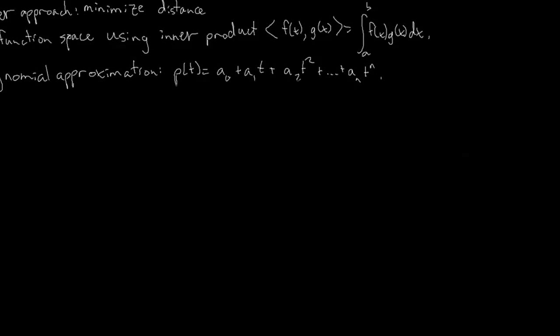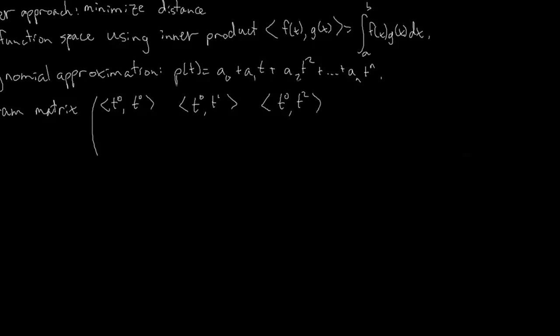But let's try another approach. Let's try to minimize the distance in a function space, using the inner product on functions. You know that gives you a length on functions. So suppose we did a polynomial approximation that looks like some powers of t. The Gram matrix for that, and that's going to be my K, looks like I should take the basis 1, t, t squared, and so on, and compute all the inner products between the t to the i's and the t to the j's.